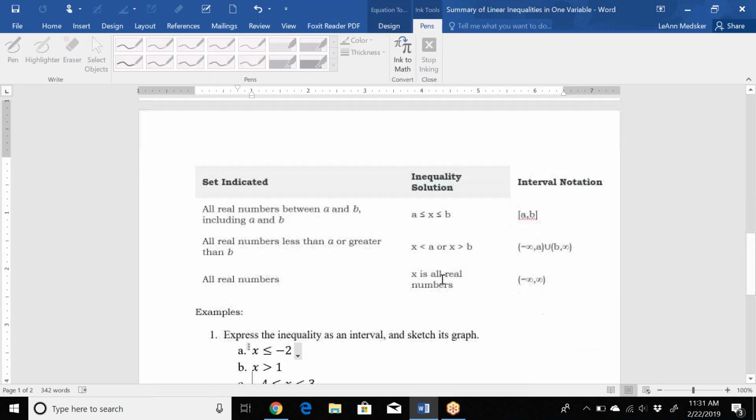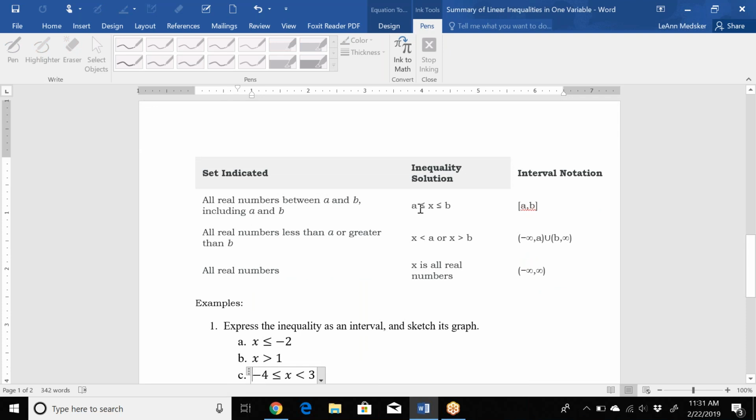By the way, these are called and statements. When you have a string like this, it means that both of these conditions have to be true at the same time. If you split it up into two separate inequalities, this would say x is greater than or equal to a and x is less than or equal to b. Those are shading in opposite directions, and the solution set, when you do an and problem, is where they overlap, what they have in common.